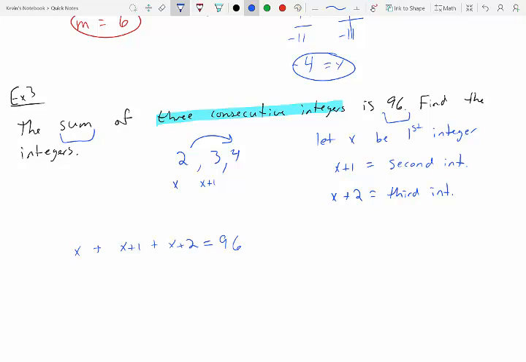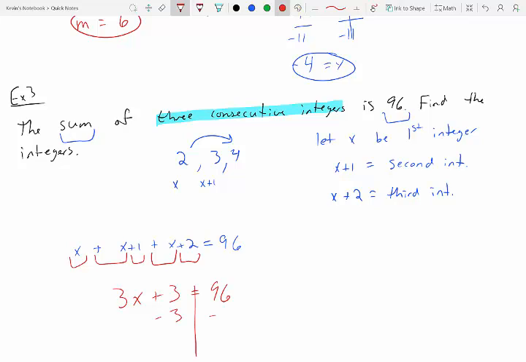So I don't need to distribute anything here, but I can combine like terms. I have 1, 2, 3 x's. So I'm going to combine that. And then I have 1 plus 2, so 3x plus 3 equals 96.